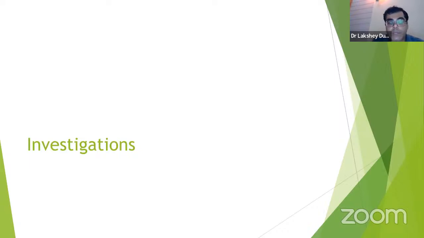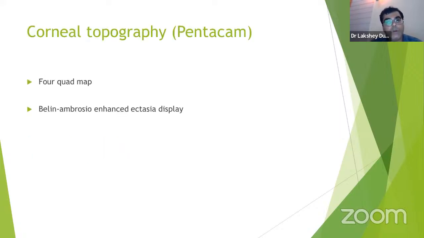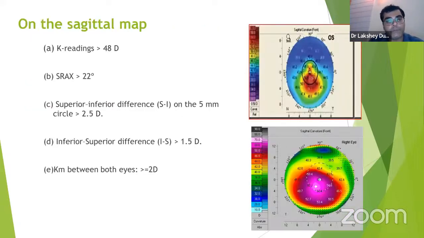So we have covered history and examination. Next part is investigations. The most important investigation is corneal topography, Pentacam. In this, we look at two things that are most important: the 4-quad map and the Belin-Ambrosio enhanced ectasia display.